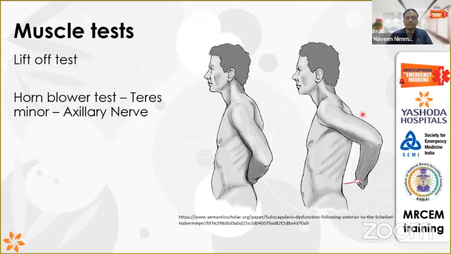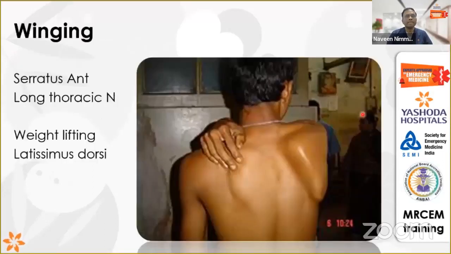Winging of scapula is one of the favorite questions for the examiners. It does appear a lot. Serratus anterior is the muscle that is weak, and that can be due to the nerve that is problematic, that is the long thoracic nerve. So serratus anterior muscle or long thoracic nerve, either can be asked. When they say weightlifting led to weakness, the muscle involved in weightlifting is mostly latissimus dorsi. So it depends on the question scenario.